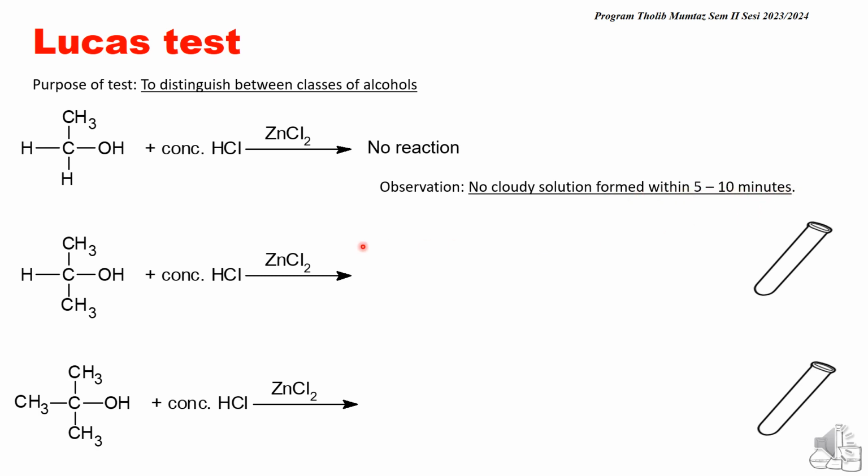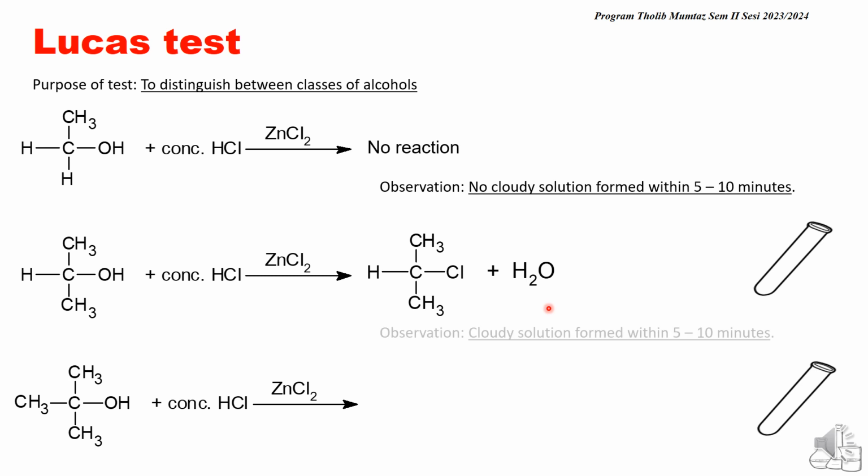However, the next alcohol given is a secondary alcohol, which will have reaction with Lucas reagent within the 5 to 10 minutes. So the reaction will be OH from alcohol is substituted with chlorine, and your side product will be water. Observation for positive Lucas test, secondary alcohol, is cloudy solution formed within 5 to 10 minutes.